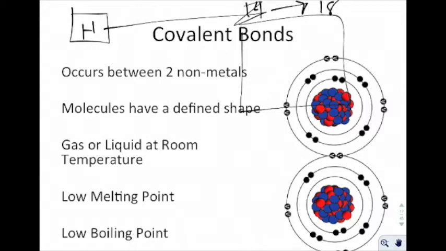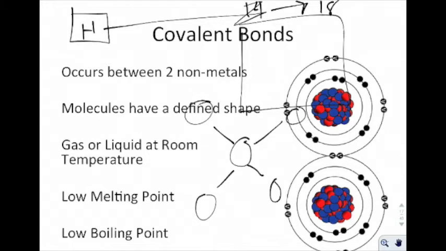The molecules are different from ionic bonds because they have a definite shape. You're going to see a molecule that looks like this, as opposed to some sort of lattice structure. Okay, these covalent bond substances tend to be gases or liquids at room temperature. They have very low boiling points, especially when compared to ionic substances, and very low melting points as well.